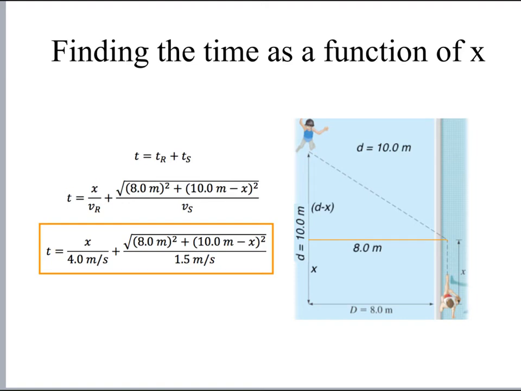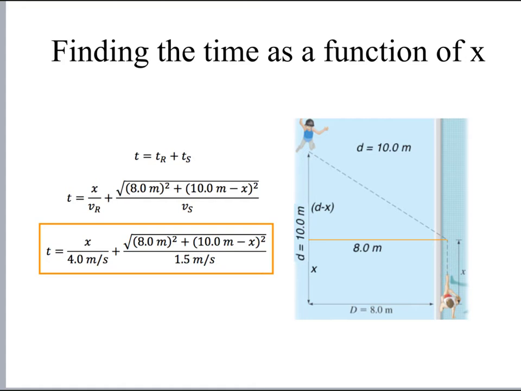Now, this part doesn't actually require any calculus, it just requires a little bit of geometry. So we're given some parameters in the problem: the distance from the child to the edge of the pool is 8 meters, and the x distance that the child is away from the lifeguard is 10 meters. So we have this horizontal distance and this vertical distance given in the problem.